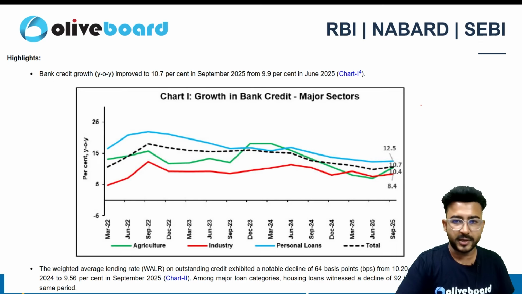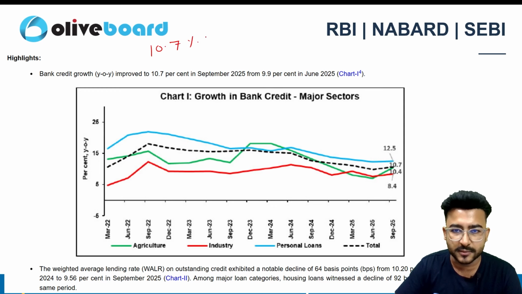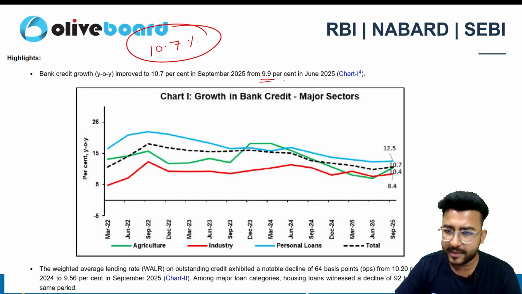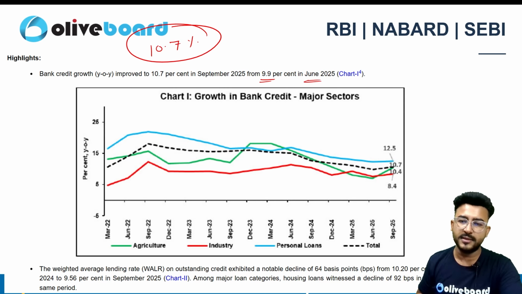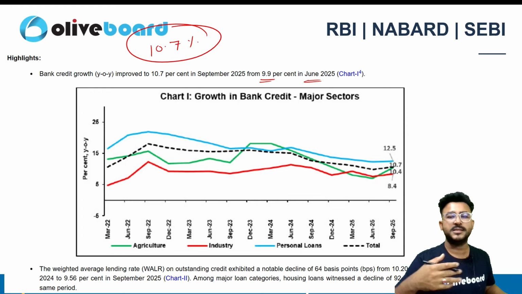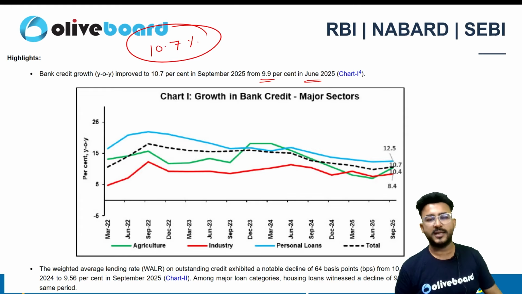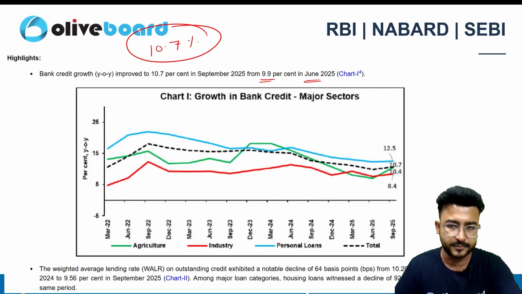For September 2025, we can see that the bank credit growth has improved to 10.7%. Earlier it was 9.9%. We discussed this data for the June 2025 month, right? And now they have recently released it for the September 2025 month, and there is a growth in this data. That means bank credit growth rate is increasing from 9.9% to 10.7%.